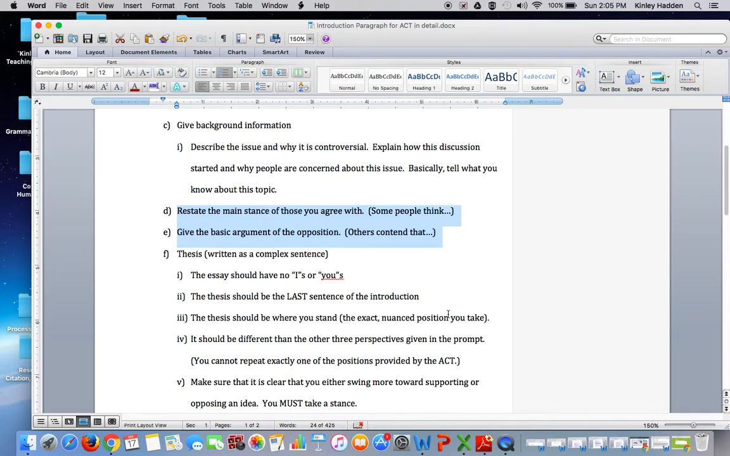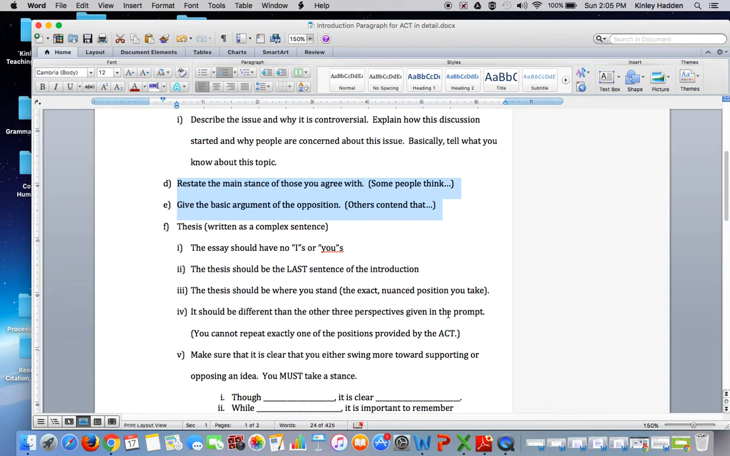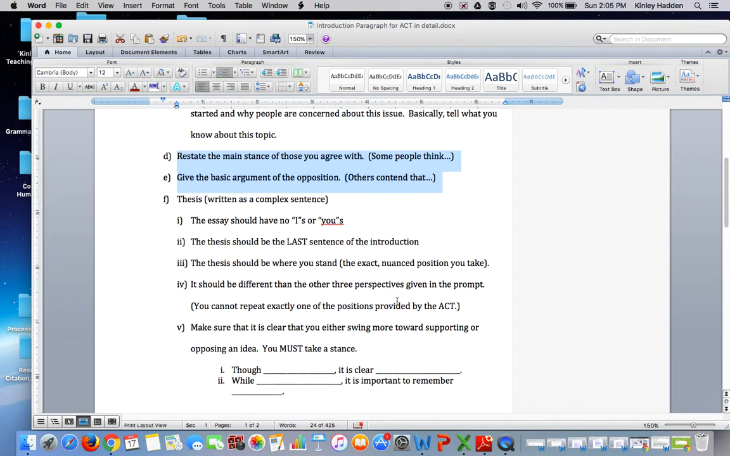So your thesis statement's going to be written as a complex sentence. Juniors, you know what that is. Freshmen, I'm going to help you with that. So if you don't know what that is, you will by the end of this presentation. The thesis should be where you stand, the exact nuanced position you take. It has to be an arguable statement. That means it's an opinion that you're going to argue.